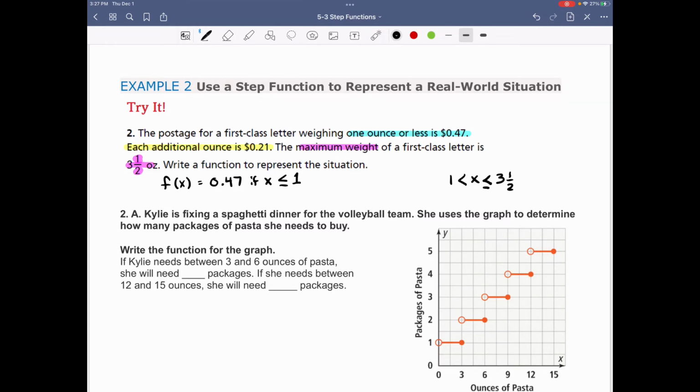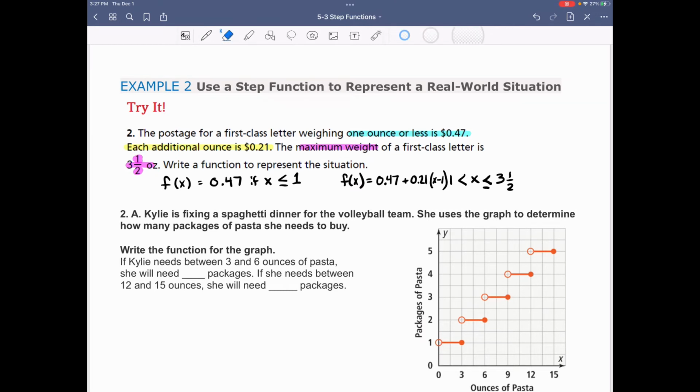All right, so we have our f of x. Again, it's still f of x, not g of x. So f of x is going to equal the 47 cents. We still have to pay that for the first ounce, but every ounce after the first ounce is 21 cents. So we're going to have plus 21 cents per x that comes after the first x. So we have to have parentheses x minus 1 to show that.